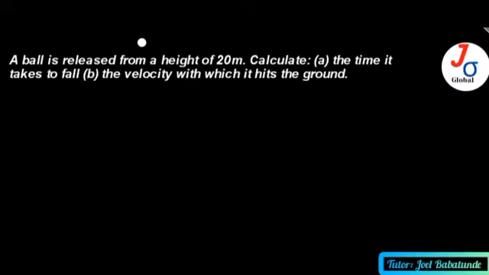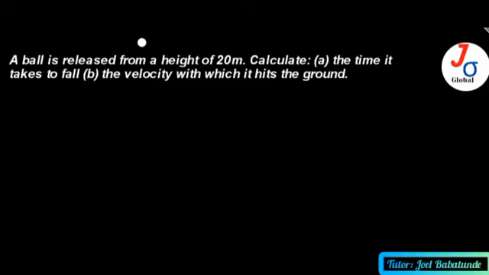In today's video lesson, we're going to be taking examples relating to motion under gravity. Now, how do I know that this question is a motion under gravity question? I see the question: a ball is released from a height of 20 meters. Calculate the time it takes to fall to the ground and the velocity at which it hits the ground. That's basically motion under gravity.